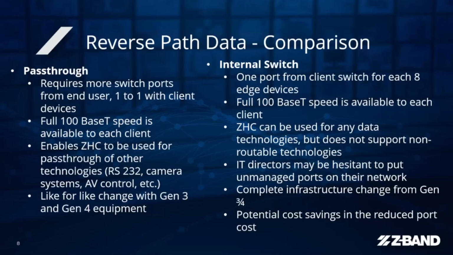So I want to just take a second and compare and contrast the two there and give some positives and negatives of both. Really, the biggest difference is that the pass-through option that we covered 2 slides ago is going to require a one-to-one relationship between the number of switch ports and the number of edge devices or the number of client devices. So if I have 225 TVs that need data connectivity, I have to allocate 225 switch ports within my system for data services running through the Z-Band platform.